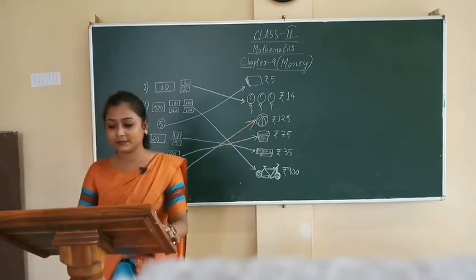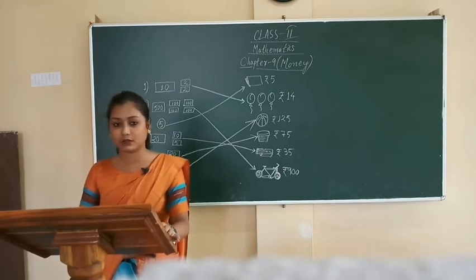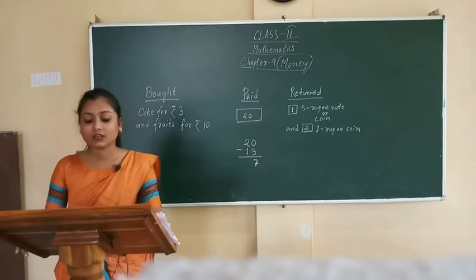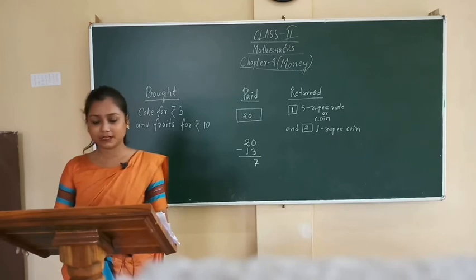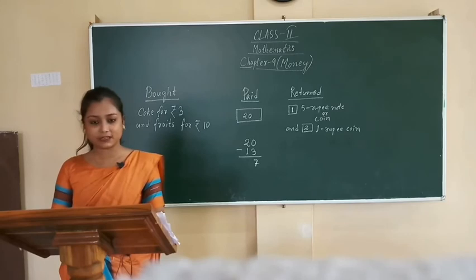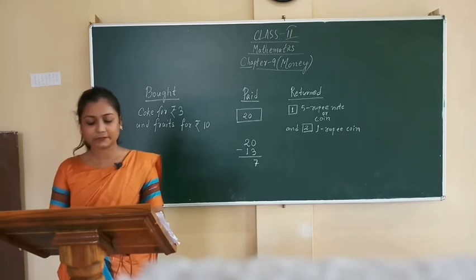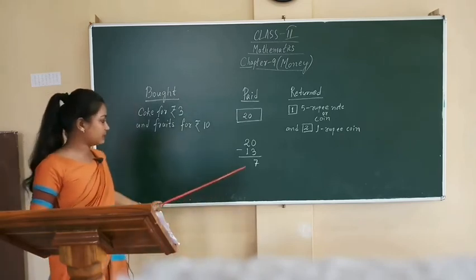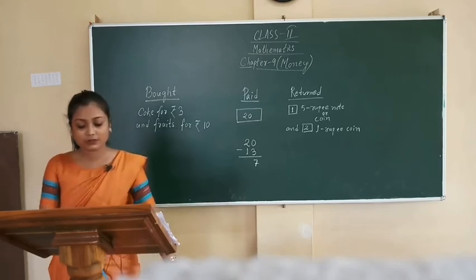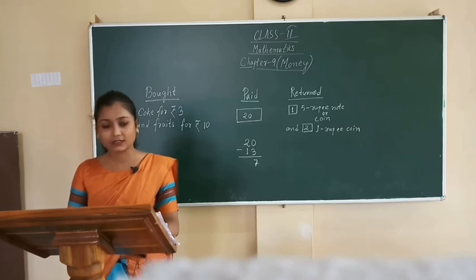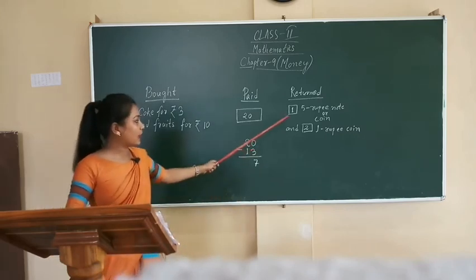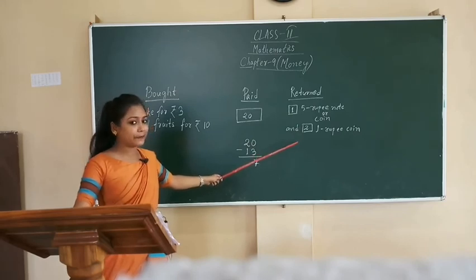Now, let us go to page number 152. We have some questions. Let us solve them. Find the change. If we buy a coke for rupees 3 and fruits for rupees 10, we have to pay rupees 13. Now, we have to find that if 20 rupees is paid, how much will be returned back. To find the change, we have to subtract 13 from 20. After subtracting, the result we get is 7. So, now we have to combine 7 rupees in 5 rupee note and 1 rupee coin. And the combination is 1 5 rupee note and 2 1 rupee coins.